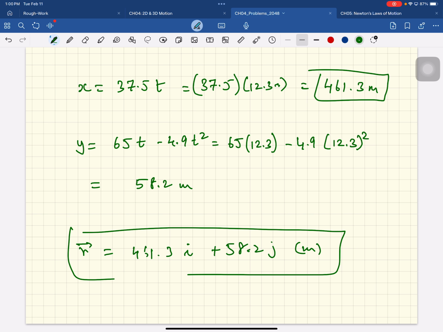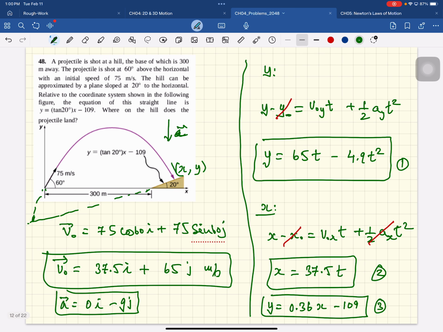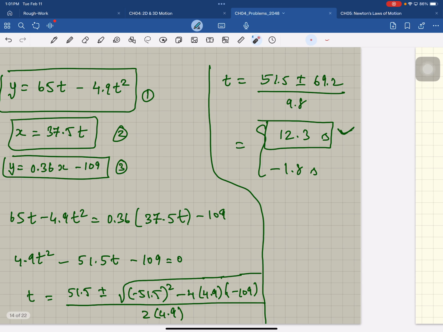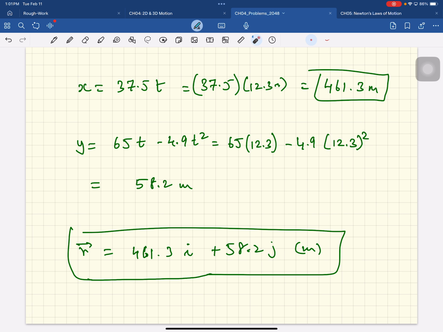It's 461 meters. So let's see, does that make sense? So in your diagram, this was 300 meters. And that has to be greater than 300 meters, the x location. Okay? And this is positive. Okay?